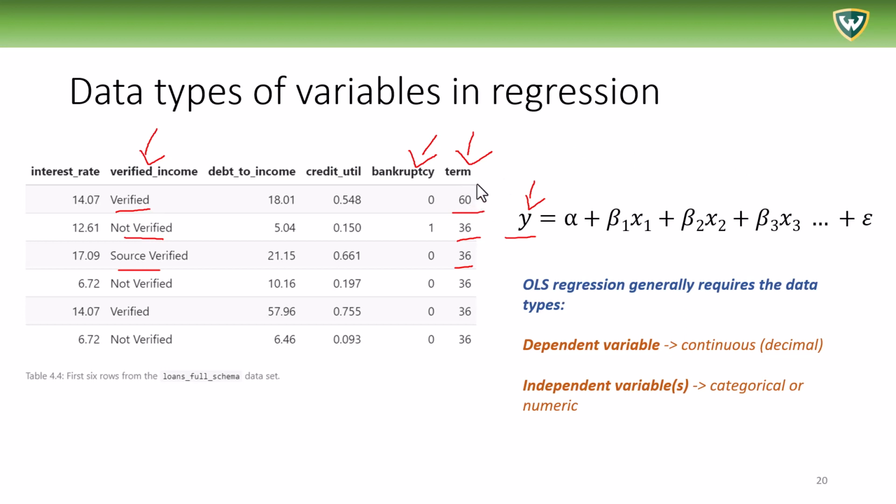So for example, you can have a new variable that is called 60-month loan, and that will become binary. If it's a 60-month loan, it's 1. If it's not, it's a 0. But either way, remember this: in regular OLS linear regression, the dependent variable has to be numeric, and the other variables can be categorical or numeric.